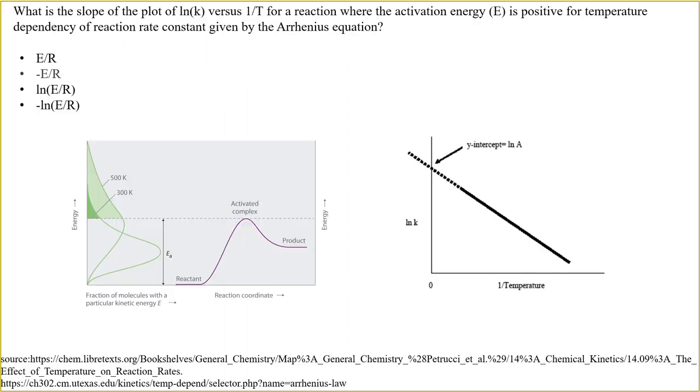So next question is, what is the slope of the plot of ln k, that is the natural logarithm k, versus 1 by T for a reaction where the activation energy E is positive for temperature dependency of the reaction rate constant given by the Arrhenius equation. So first on the left hand side, we can see there is a diagram where on the x-axis we have the fraction of molecules with a particular kinetic energy E and the reaction coordinate, how it is moving, with respect to the energy on the y-axis.